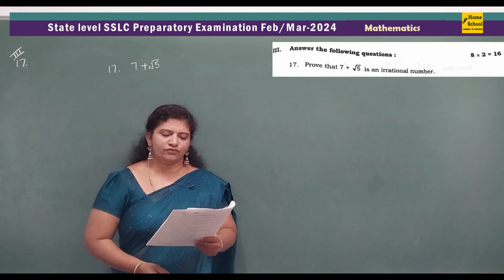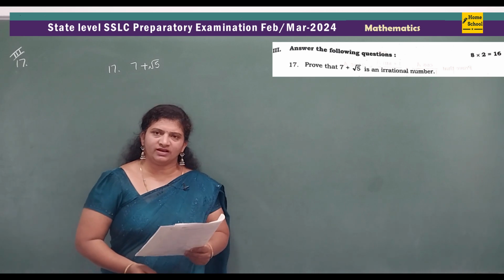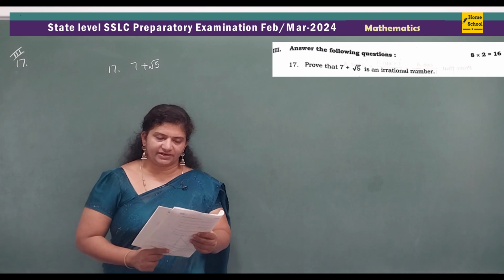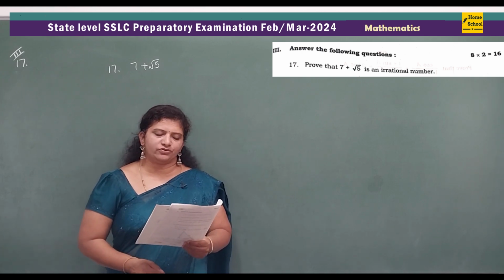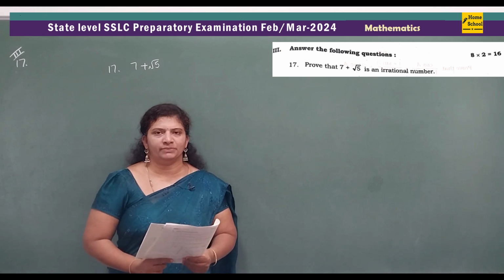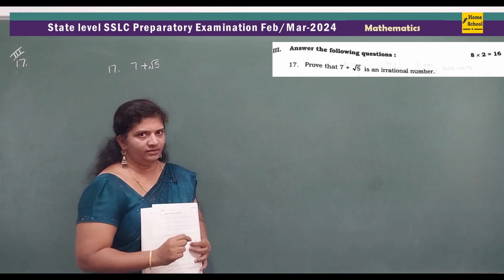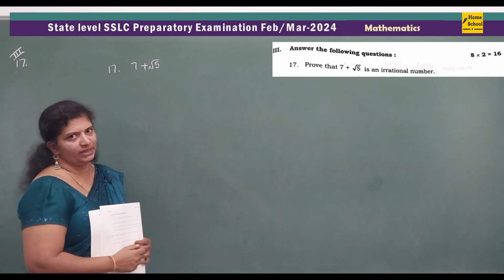Third main, answer the following questions. In this, you will be having 8 questions. Each carries 2 marks. 8 2s are 16 marks. Numbers start from 17. 17th problem. Prove that 7 plus root 5 is an irrational number. So, these problems I am going to solve in little shortcut.